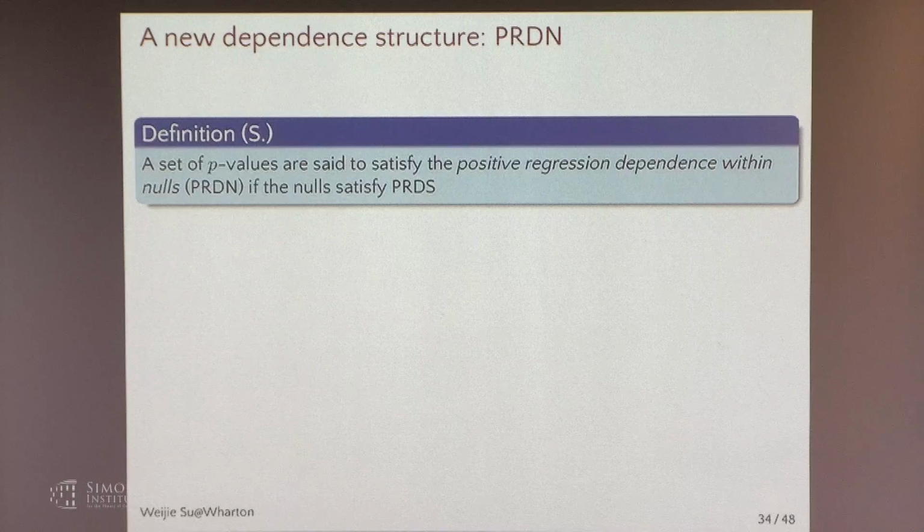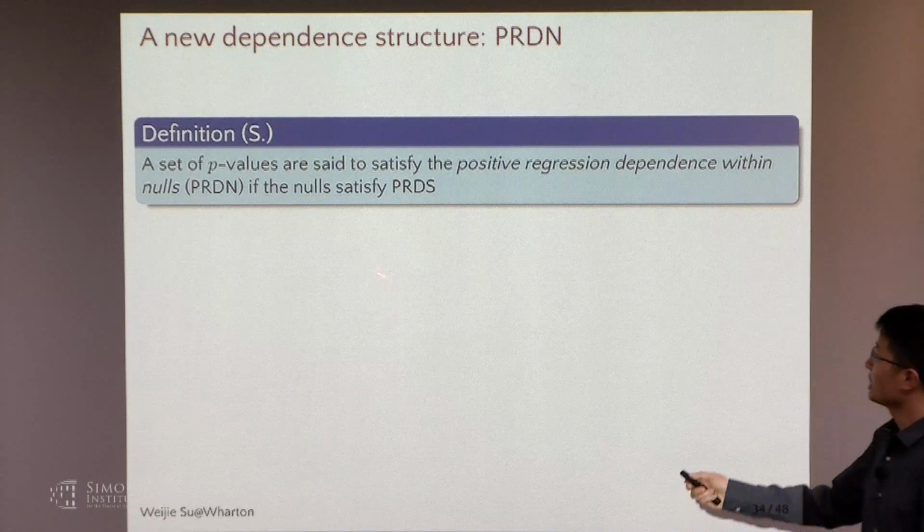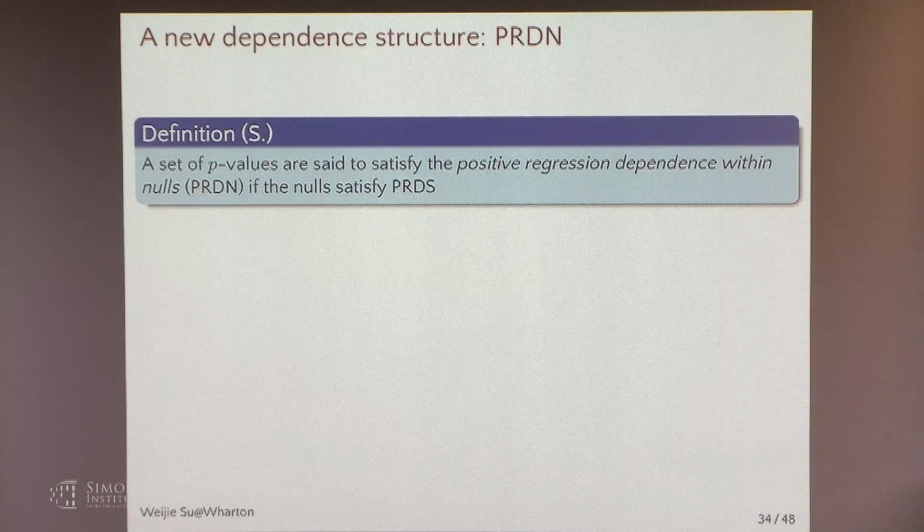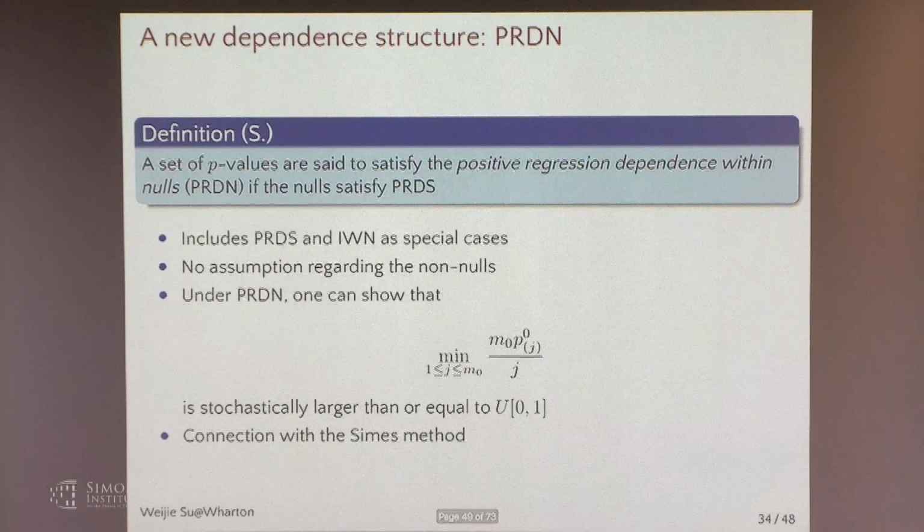So here, let's propose a new condition. A set of p-values is said to satisfy positive regression dependence within nulls, PRDN. Here we replace the last S by N. If only the nulls satisfy PRDS, meaning that only the nulls are jointly positively dependent, regardless of the dependence between non-nulls and nulls. This includes both PRDS and independence within nulls as special cases, with no assumptions regarding the non-nulls.